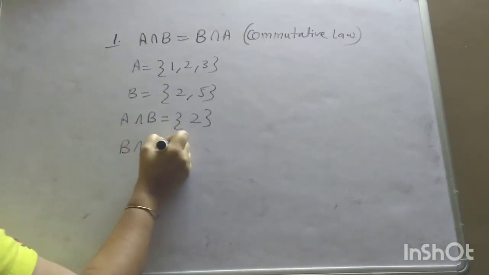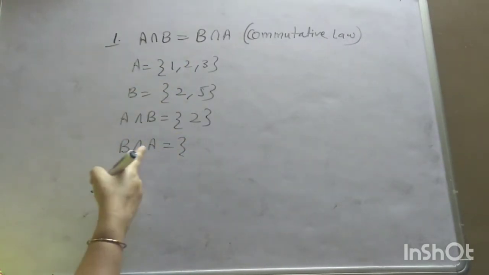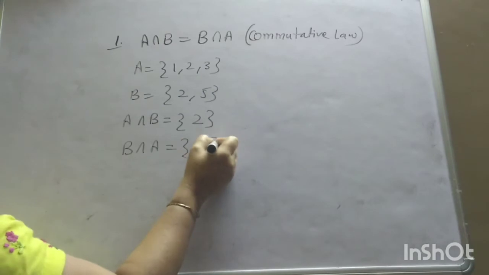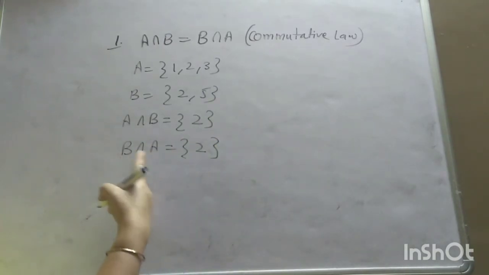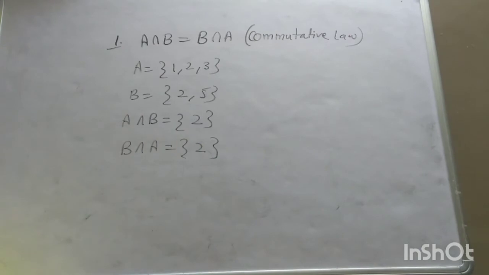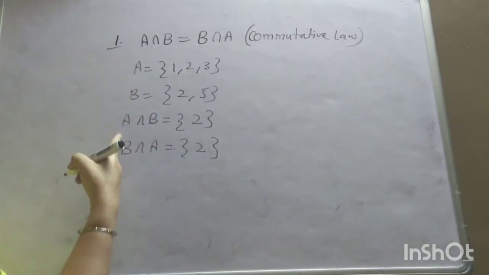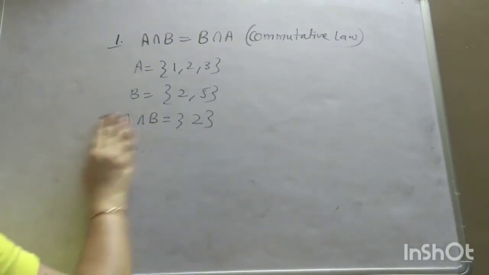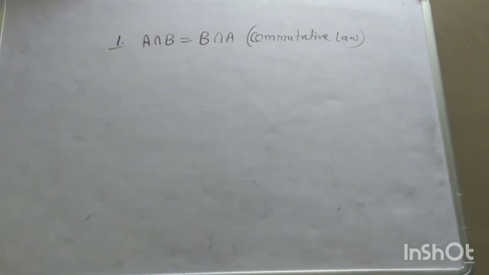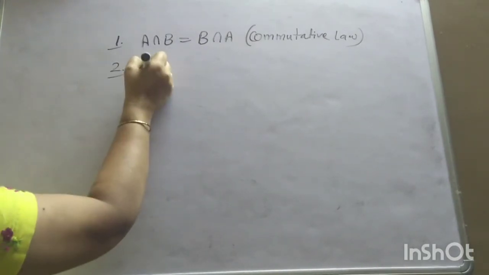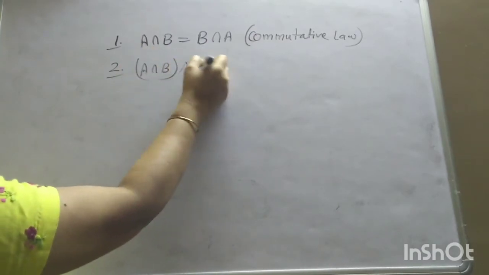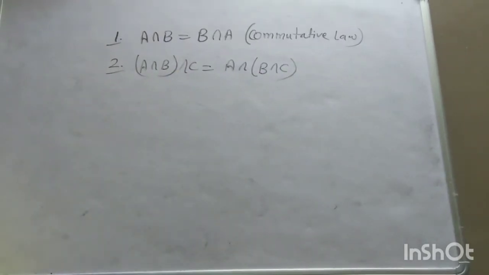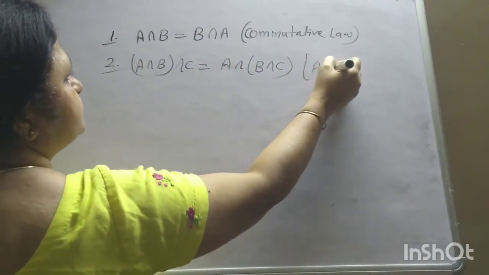Now, B intersection A. Again, B intersection A means common element. So here we have 2 as common element. So B intersection A is also set 2. Therefore, A intersection B is equal to B intersection A. This is commutative law. Second, A intersection (B intersection C) is equal to (A intersection B) intersection C. This is associative law.